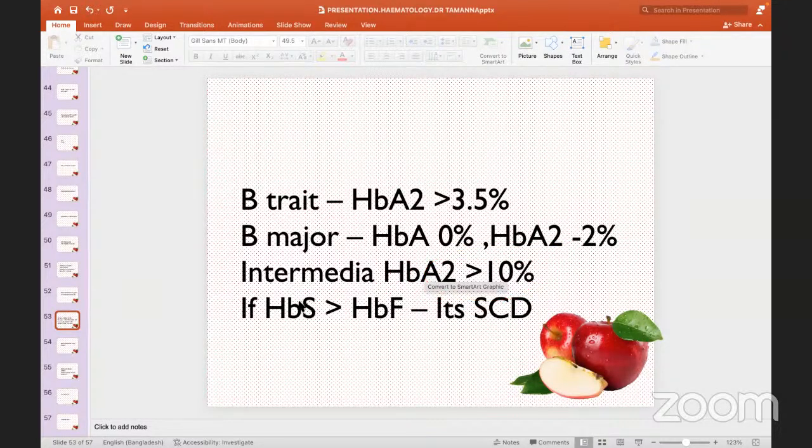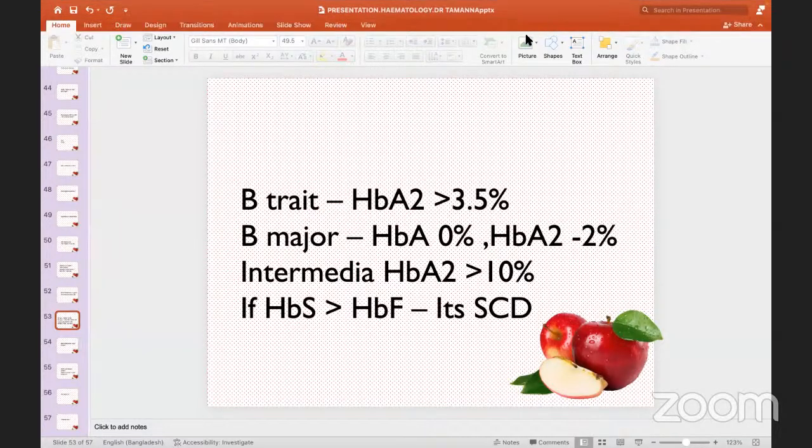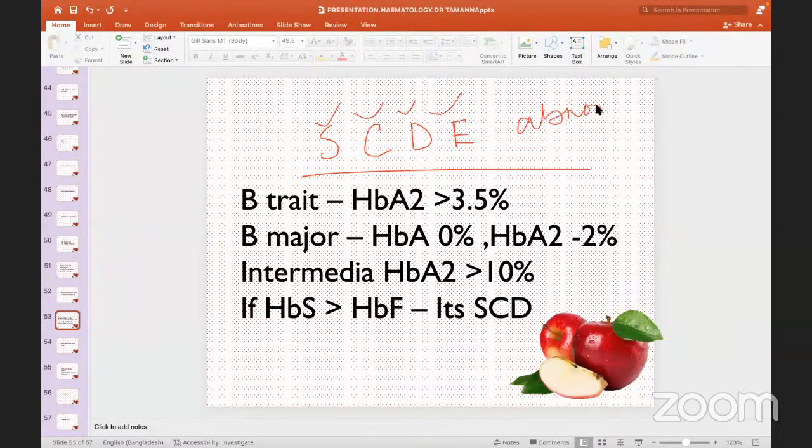Now, what is sickle thalassemia? Sickle thalassemia means sickle shape and thalassemia mixed up. Another is E beta thalassemia, E thalassemia and beta thalassemia mixed up. Now, who can tell me, in our body, what are the abnormal hemoglobins? We discussed normal hemoglobin, but we did not discuss abnormal hemoglobin. Can anyone tell me what are the abnormal hemoglobins in our body? HbS. Hemoglobin S, hemoglobin C. Very good. S, C, D Punjab, and E. This is the mnemonic: S, C, D, E. These are all abnormal hemoglobins.